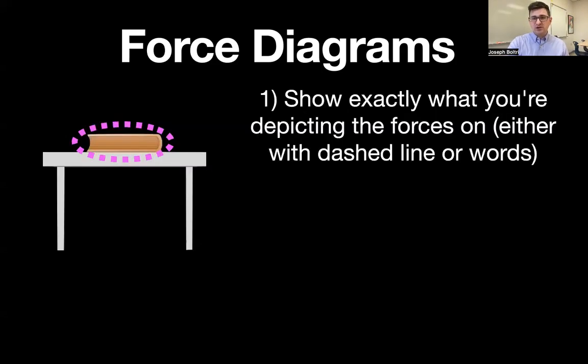The first thing that we're going to need to do is show exactly what we're drawing the forces on. For this problem, it's pretty clear. We know that we're drawing the forces on the book. But when we get into more advanced problems, it might become a little bit more complicated. We might be combining different objects. So it's going to be really important that we show our system boundaries starting from the very beginning. So I'm going to draw a dashed line to show what we're drawing the forces on. And we're drawing all the forces on the book, so I'm going to put a dashed line around the book.